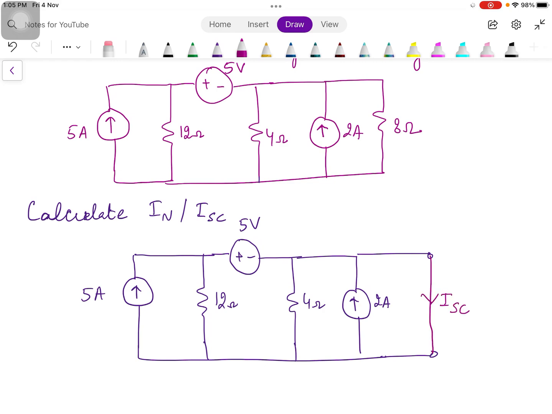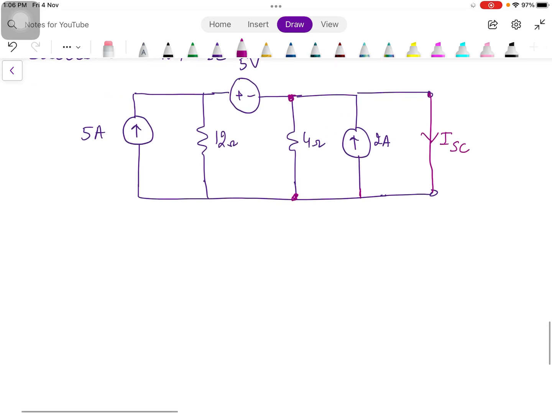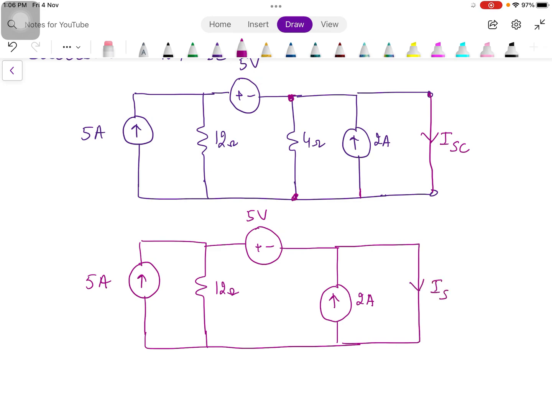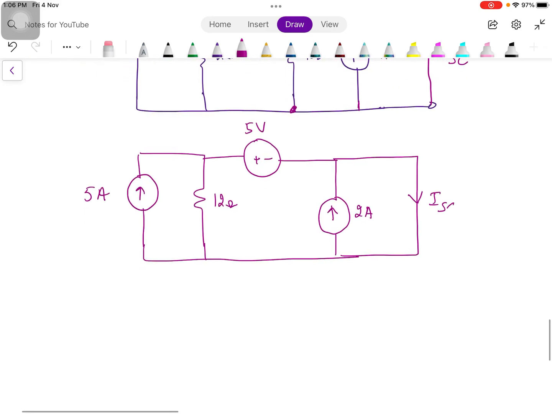We need to find out the current over here. Now what we see is that this short circuit is in parallel with the 4 ohm resistance. So when we have any resistance connected in parallel with a short circuit, that resistance actually gets short circuited. So this circuit will be modified to 5 ampere, 12 ohm, 5 volt, 2 ampere, and here we have the short circuit. So this is our modified circuit now. We have to find out ISC.